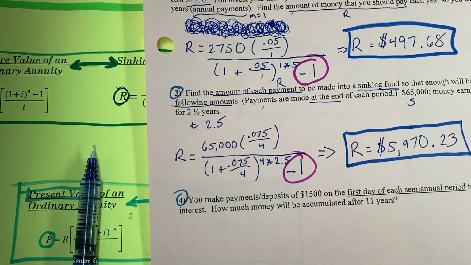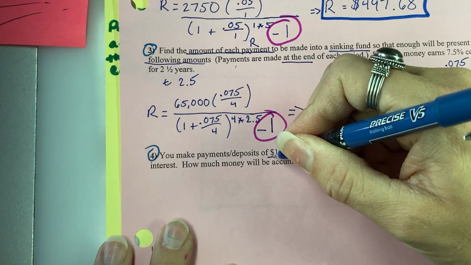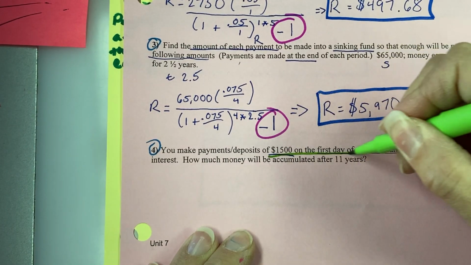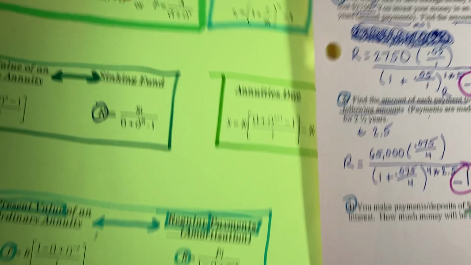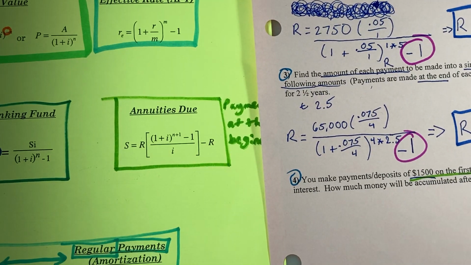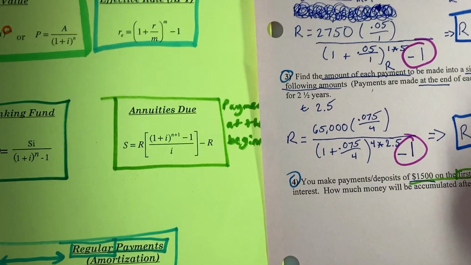Alrighty. Let's go ahead and move on to number 4. You make payments, deposits of $1,500 on the first day of each semi-annual period. This means I'm making those payments when? At the beginning. So this is our first brush on this sheet with annuities due, where payments are at the beginning. So that means annuities due.